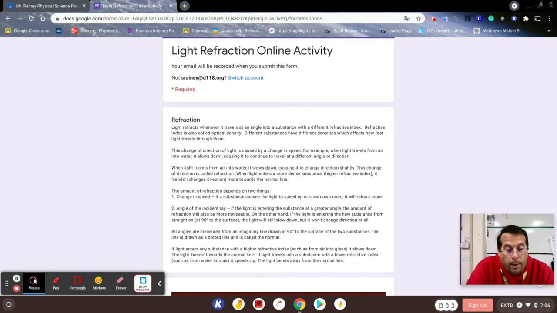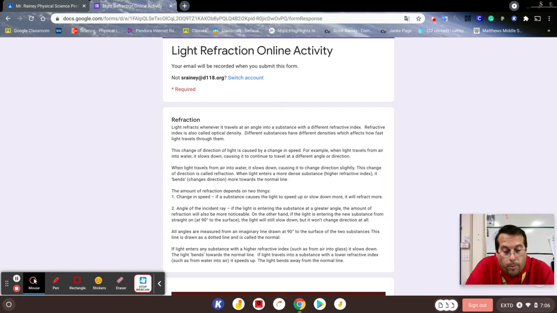The amount of refraction depends on two things. It's the change in speed. If the substances cause the light to speed up or slow down, it will refract more. And then the angle of incidence rays. So it depends on the angle that it's coming in. If the light is entering the substance at a greater angle, the amount of refraction will also be greater. So kind of like if it's coming in at a steeper angle, it's going to bounce off at a different angle. Whereas if it's 90 degrees, it'll slow down, but it won't change direction.